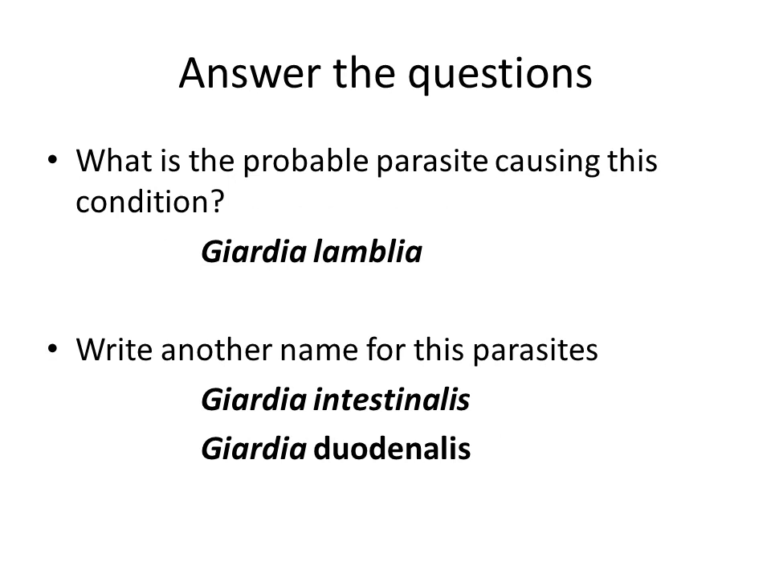Now we have identified the parasite by using the evidence, so we go to the questions. What is the possible parasite causing this condition? The answer is Giardia lamblia. Another name for this parasite: we can call it by two other names, one is Giardia intestinalis, the other one is Giardia duodenalis.